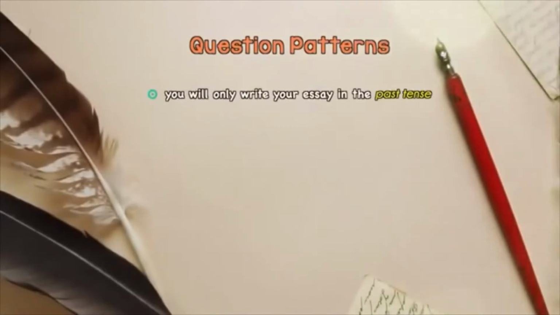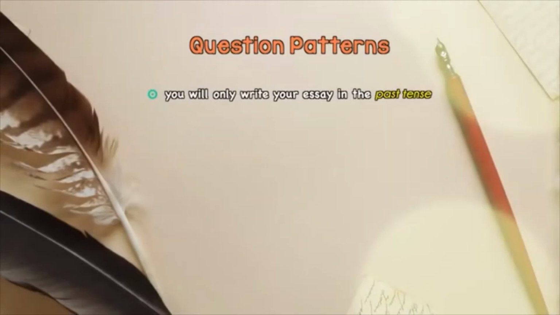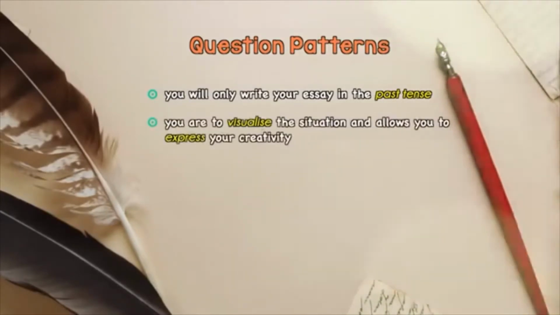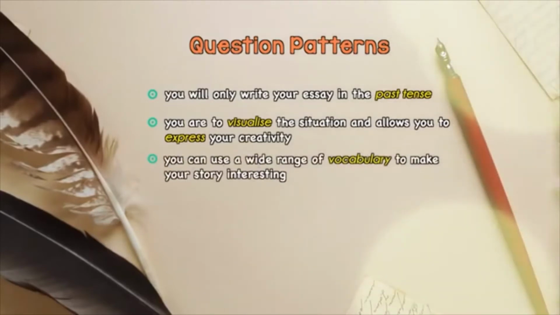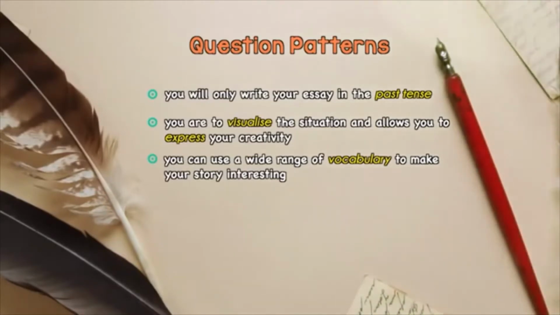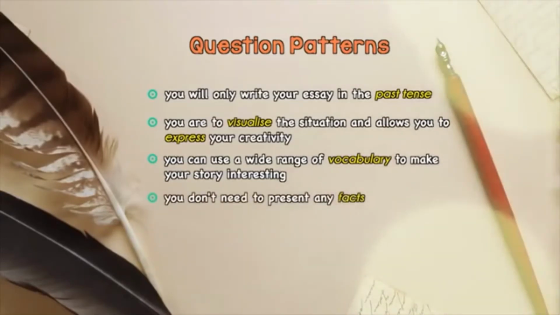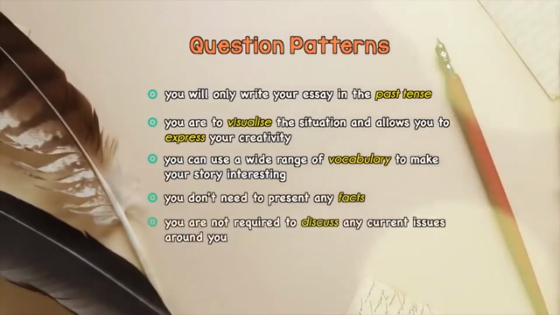First, you will only write your essay in the past tense. This will reduce confusion when choosing your tenses. Secondly, a narrative enables you to visualize the situation and allows you to express your creativity. Thirdly, you can use a wide range of vocabulary to make your story interesting. Next, a narrative is easier to write compared to a factual or argumentative essay. This is because you don't need to present any facts. And finally, you are not required to discuss any current issues around you.